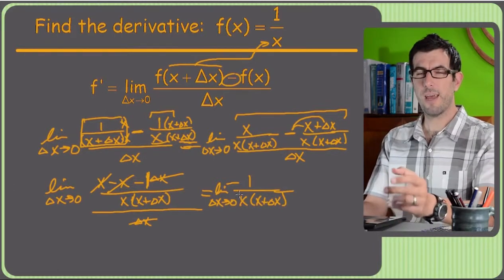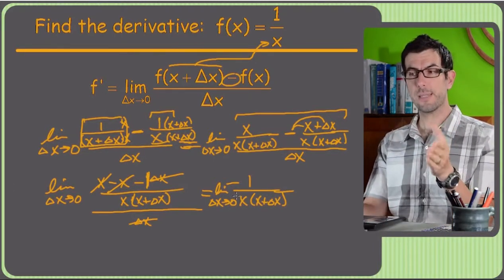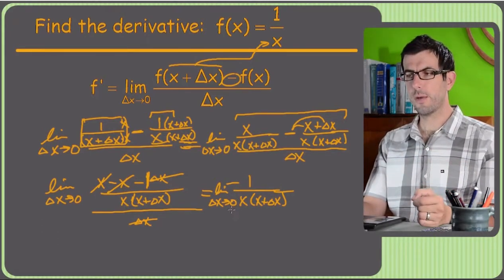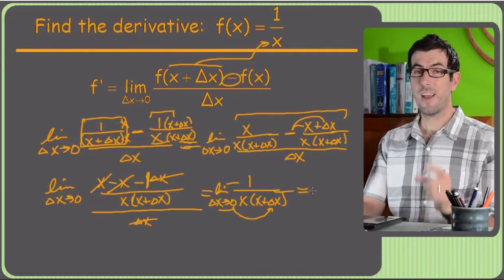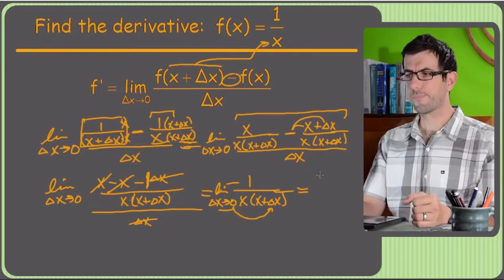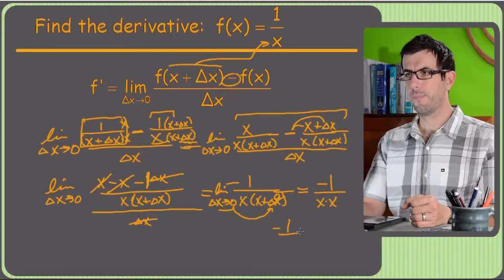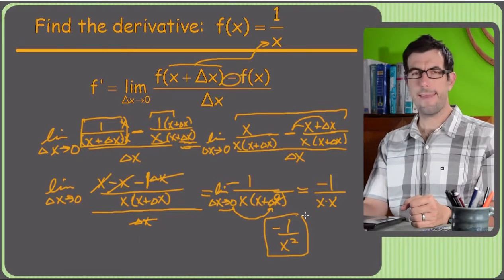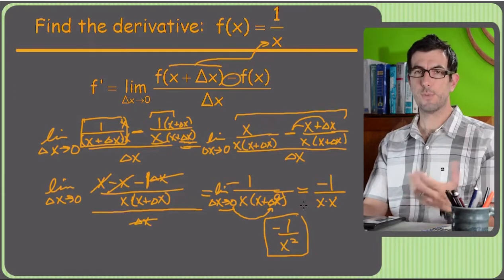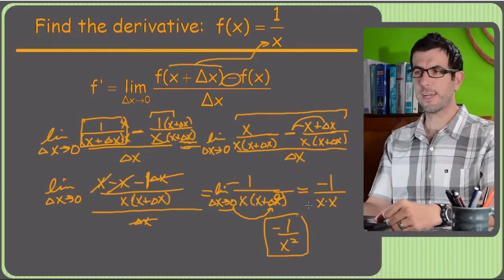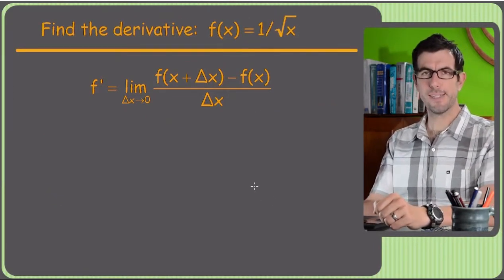So like I said, the step after canceling the delta x's is always just to plug in. So now we're just going to plug in 0 for delta x, not for x, only for delta x. So negative 1, delta x just becomes 0, and we get x times x. So this is negative 1 over x squared. And that is our answer. And sure enough, that's what you get with the power rule, as you'll learn in the next chapter. All right, pretty exciting stuff.